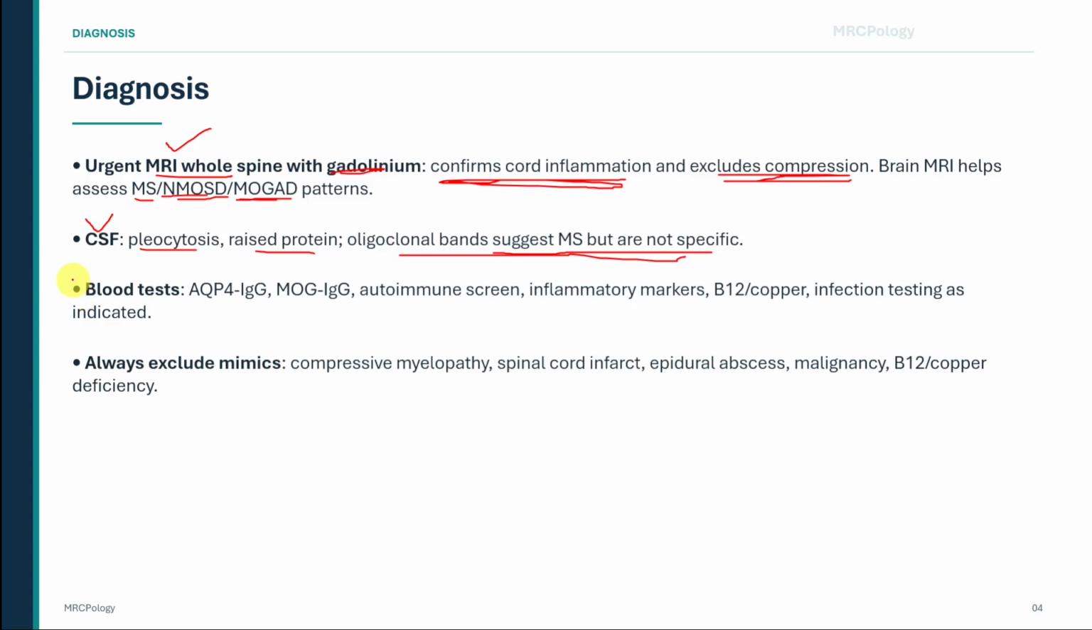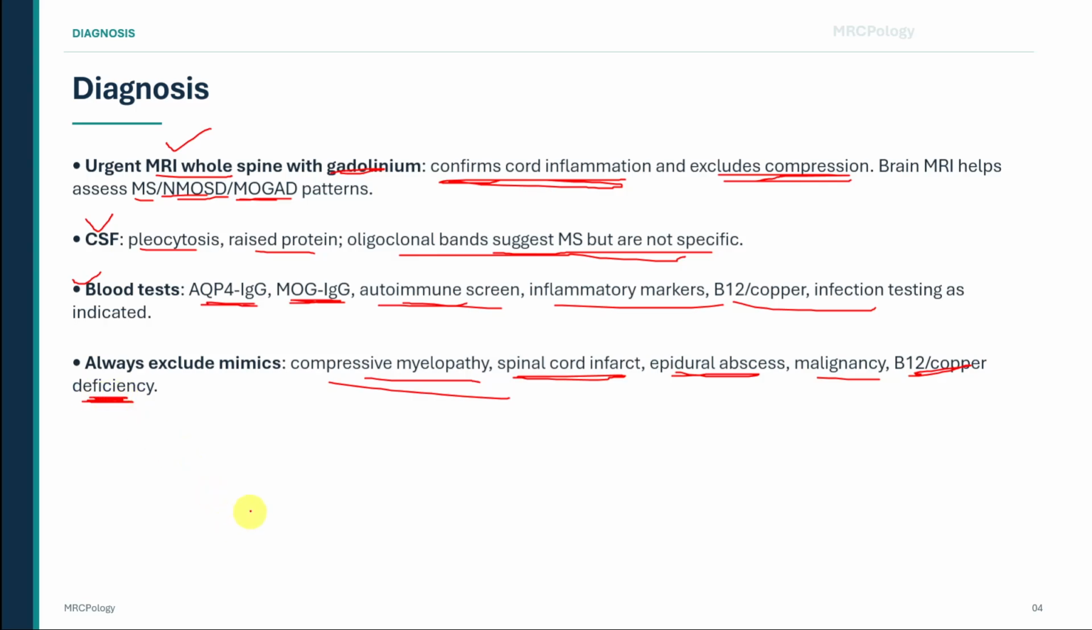Blood tests should be directed at the likely causes and mimics. AQP4 IgG is important for neuromyelitis optica spectrum disorder. MOG-IgG is important for MOG antibody disease. Autoimmune screening, inflammatory markers, B12 and copper levels, and infection testing should be considered according to the presentation. MRCP trap: before calling it transverse myelitis, always exclude mimics. The dangerous mimics include compressive myelopathy, spinal cord infarction, epidural abscess, malignancy, B12 deficiency, and copper deficiency. Missing compression or infection can cause devastating harm.